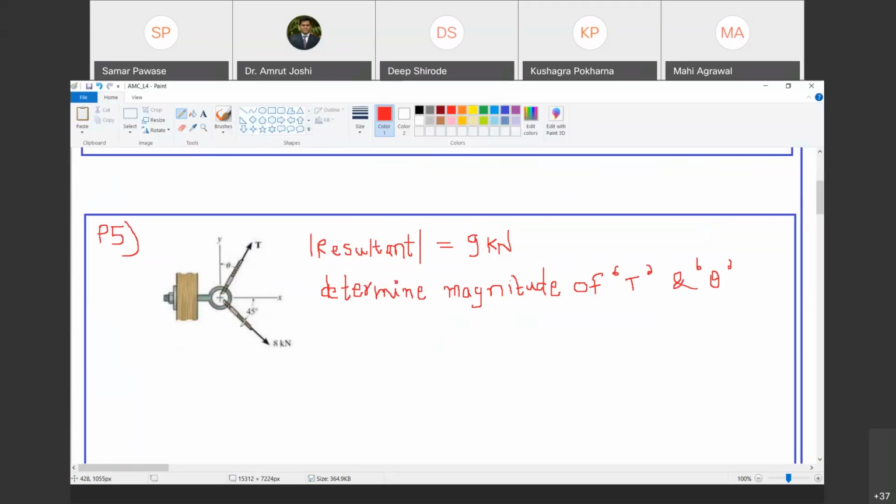Horizontal is called as x-axis and vertical is already given as y-axis. And you have another rope inclined at an angle of theta and force T is applied there. In the problem, you have been given that the resultant of this T and 8 kilonewton, ये जो T है और ये 8 kilonewton, इनका resultant कितना है? The resultant is 9 kilonewton. Magnitude of the resultant is 9 kilonewton. This is given data. Are you with me? And you have been asked to determine the magnitude of T and theta.